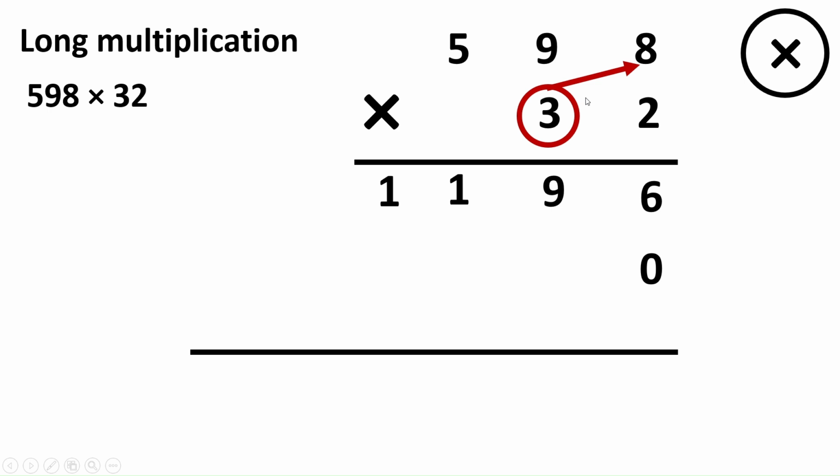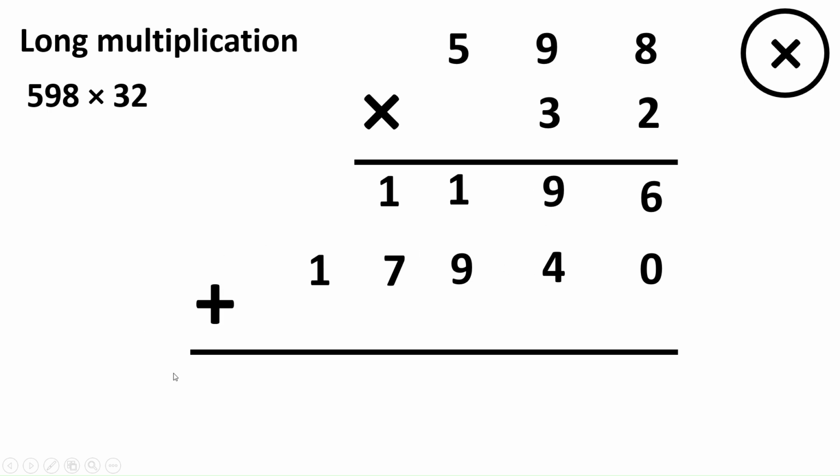So let's do 3 multiplied by 8, which is 24. 3 multiplied by 9, which is 27, and we need to add on the 2. Then 3 multiplied by 5, which is 15, add on the 2 to get 17. And then just move up that little one. And then here we get our overall answer, 30 multiplied by 598.